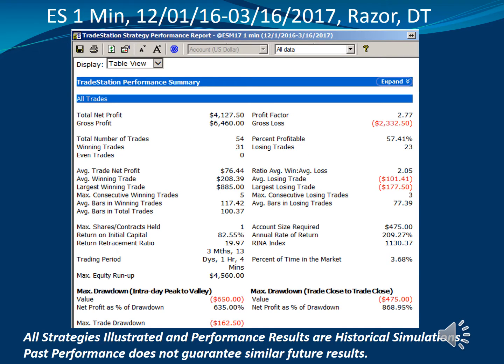Our third strategy has a total net profit of $41.27. That's the most so far. 54 trades, 57% correct. The drawdown's less than $500. The percent of time in the market is 3.68. The RENA's a respectable 1130, and the average trade size is 76.44. This is Razor, using a time window and then a volatility breakout when that market's quiet.